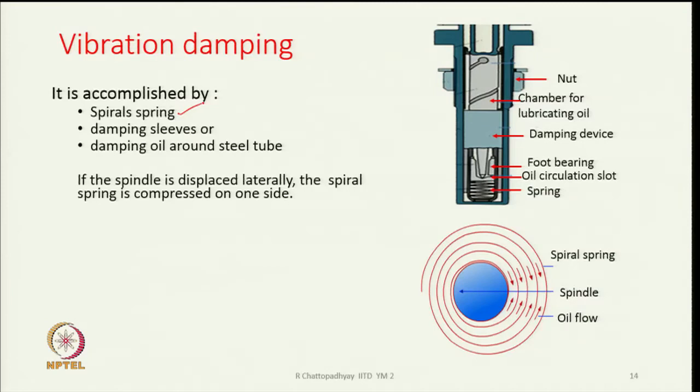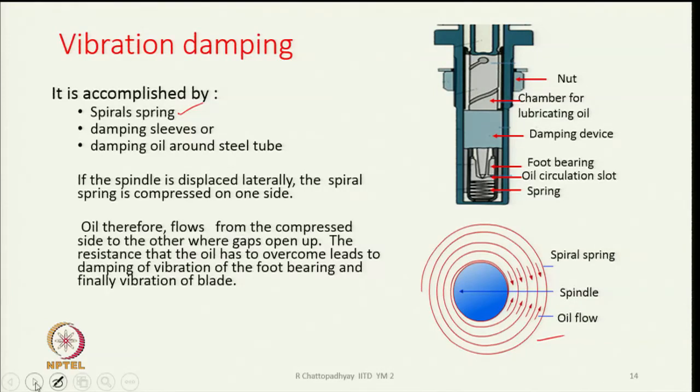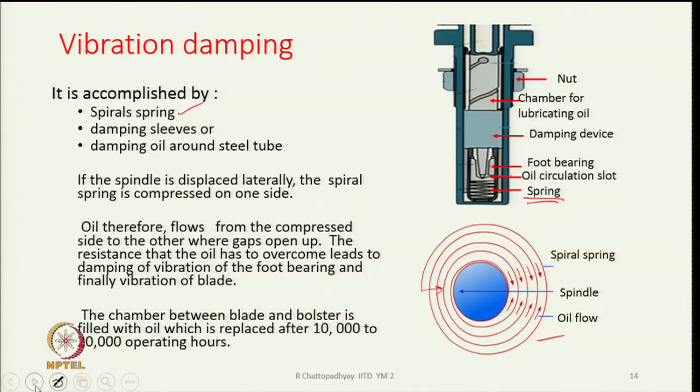If the spindle is displaced laterally, as shown in this diagram, the spiral spring is going to be compressed. This is the spiral spring which is here. If the spindle moves laterally because of vibration, it is basically a little oscillation in its movement. So the spring will be compressed, while the oil flows from the compressed side to the other where the gap is opening up. So this side gets compressed and on this side the gap between the coils is opening up. The resistance that the oil has to overcome leads to damping of the vibration of the foot bearing and finally vibration of the blade as a whole. This is how the vibration damping takes place.